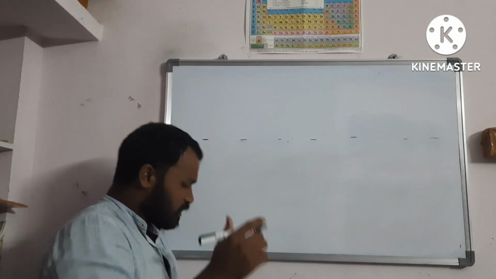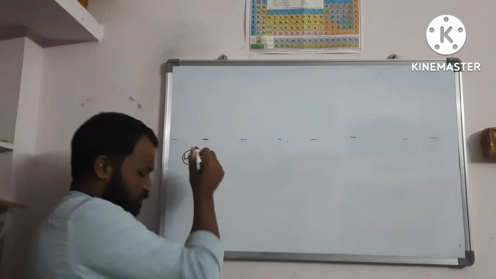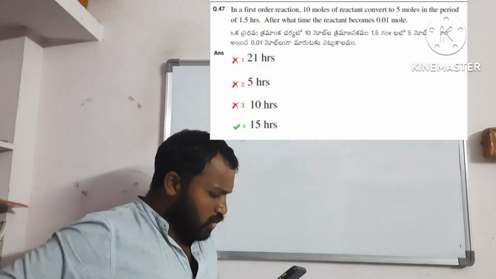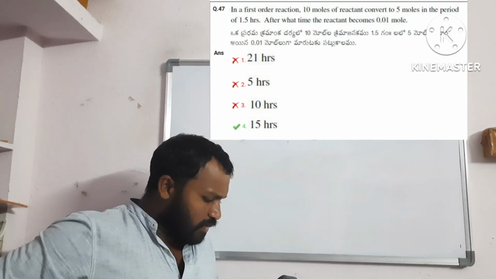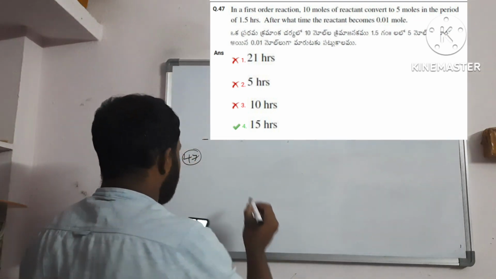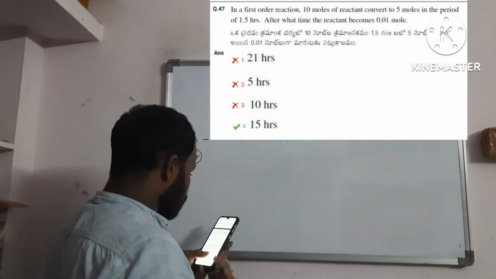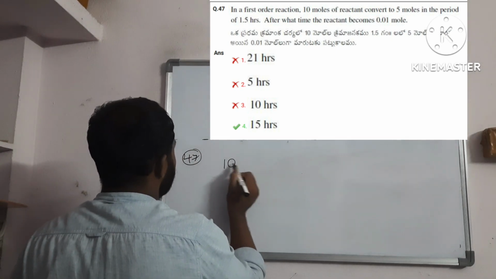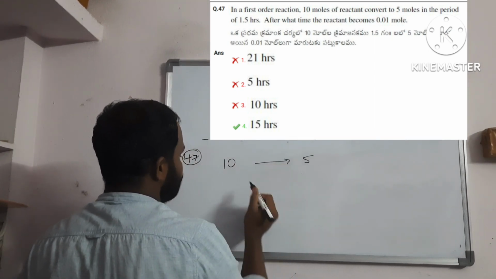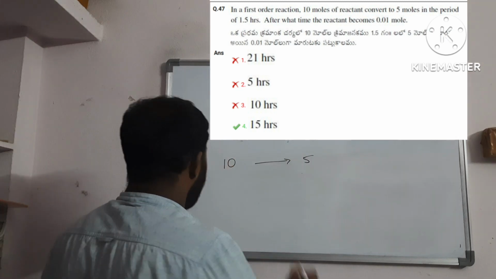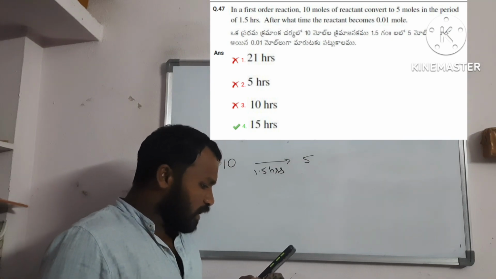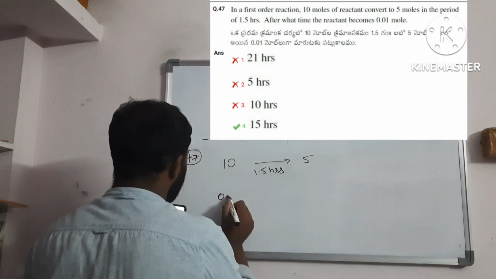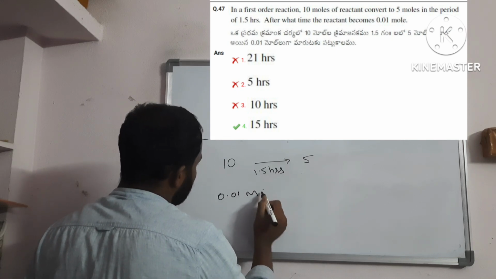Next, question number 47. In a first order reaction, 10 moles of reactant are converted to 5 moles in a period of 1.5 hours. After what time does the reactant become 0.01 moles? So 10 moles of reactant are converted into 5 moles in 1.5 hours. After what time does the reactant become 0.01 mole?